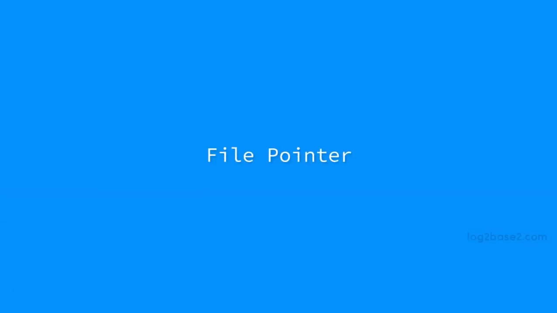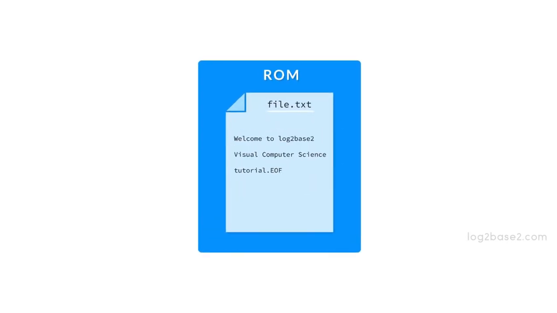First, let us discuss file pointers. Files are stored in the ROM, or read-only memory. So how can we access these files? We can efficiently access the files using file pointers. The syntax to create a file pointer is FILE star pointer name semicolon.